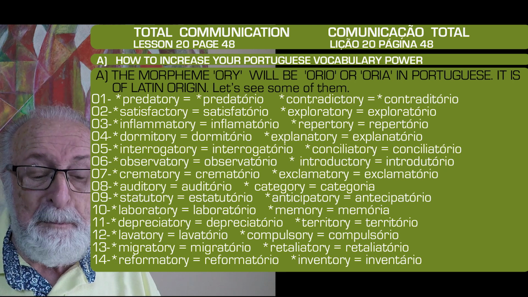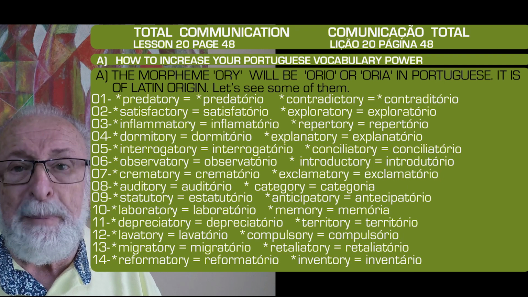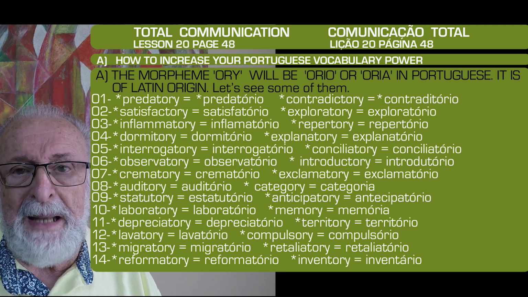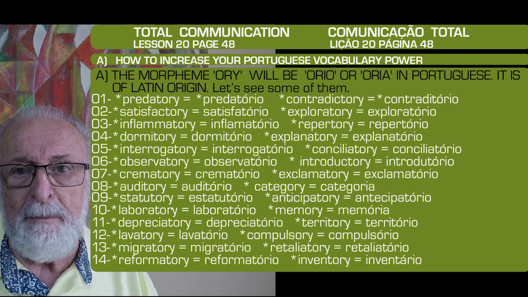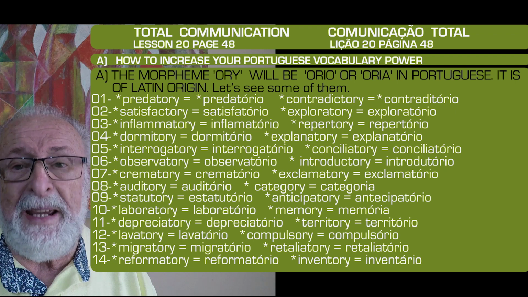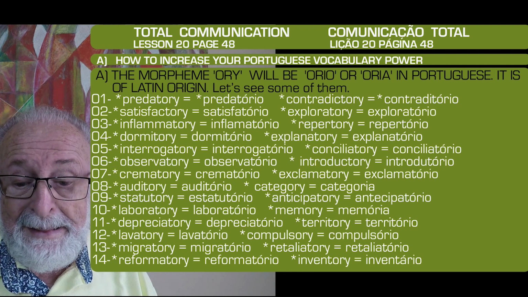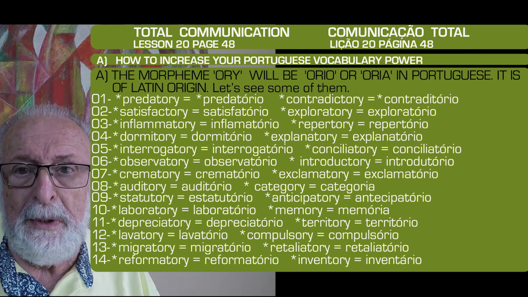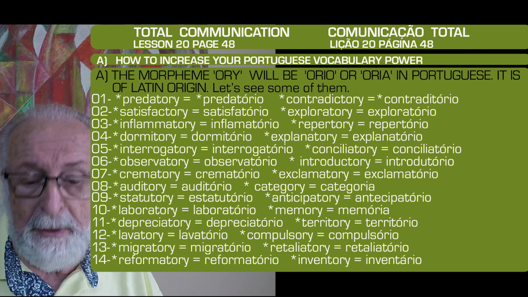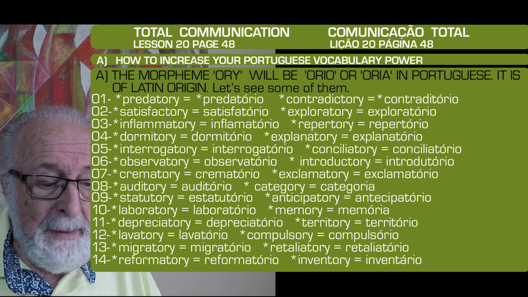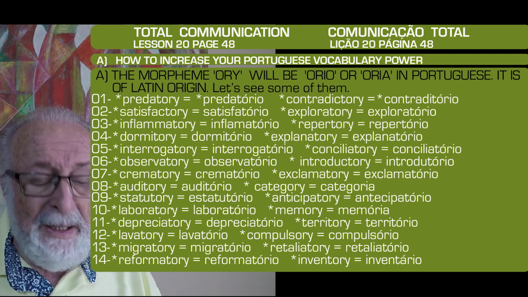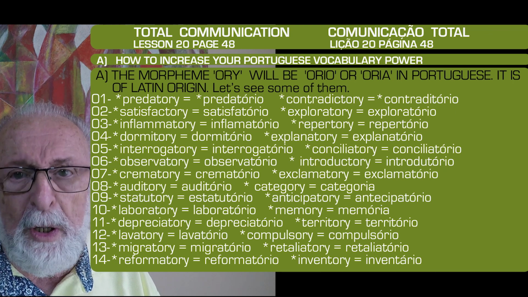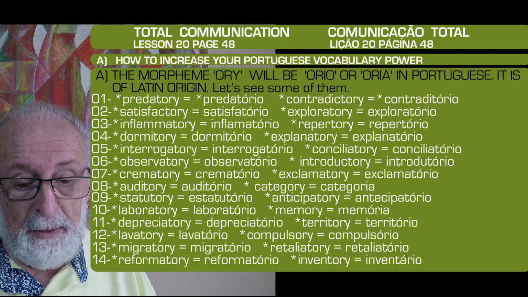Depreciatory, we say depreciatório, okay? In the same line, we have territory. Territory, we say território, strong R, double R, território. Território is territory, okay? In line 12, we have lavatory. Lavatory, we say lavatório, okay?